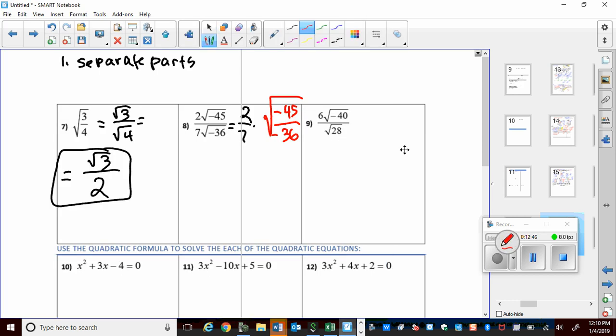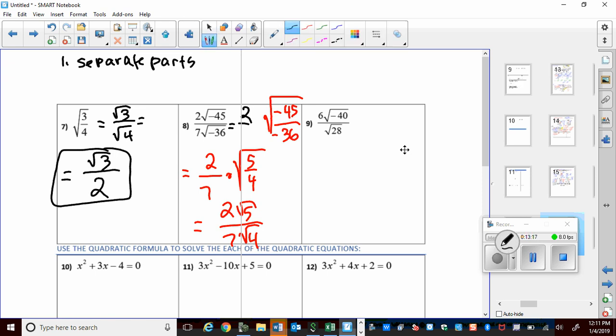Okay, so this equals 2 over 7 times the square root of 5 over 4. So you could keep it like that, or you could write 2 square root of 5 over 7 square root of 4. Either one works, okay?